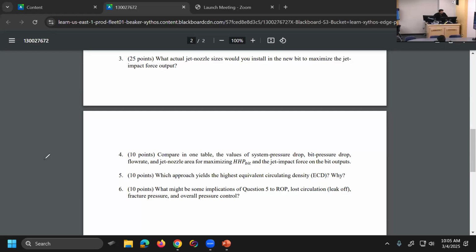Question number 6, what might be some implications of question 5 on ROP, lost circulation, leak off, fracture pressure, and overall pressure control? Okay, this is now a broad drilling question. If I have high ECD, what does that do to my ROP? What does that do in terms of lost circulation? What does that do in fracture pressure and overall pressure control? Basically, think about the mud windows and this kind of stuff.